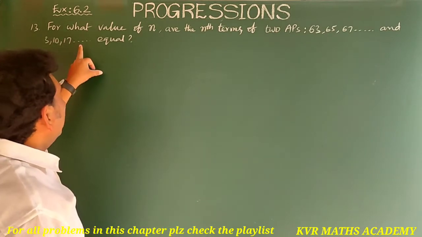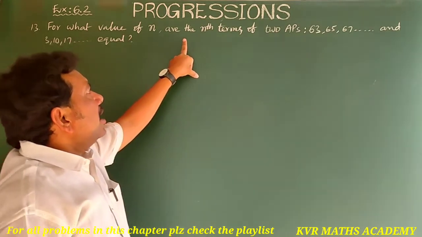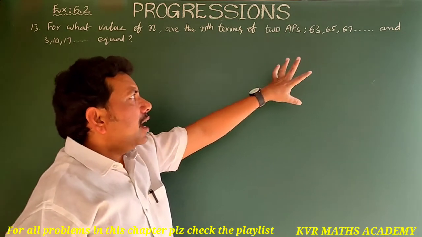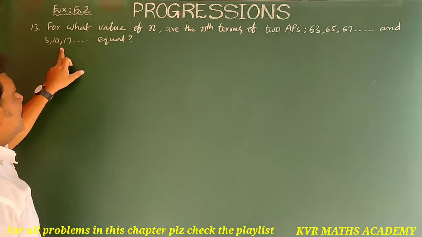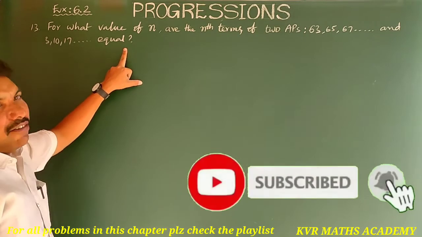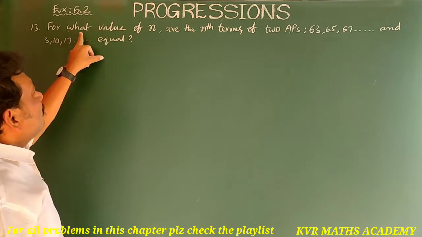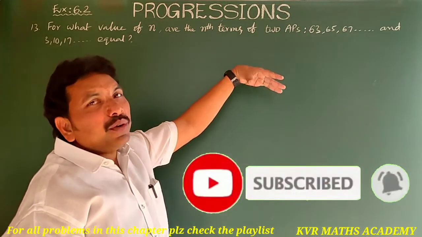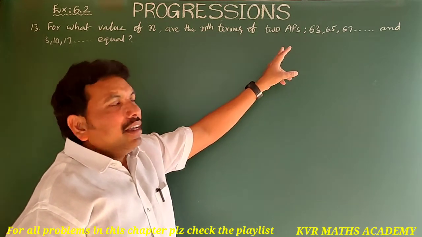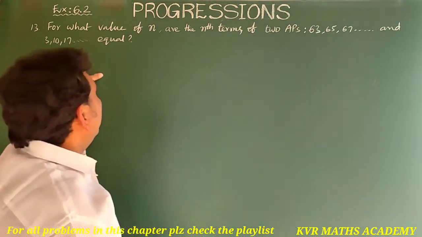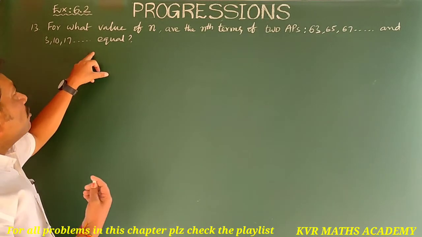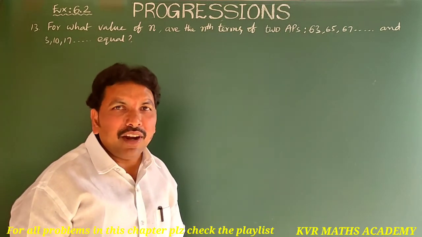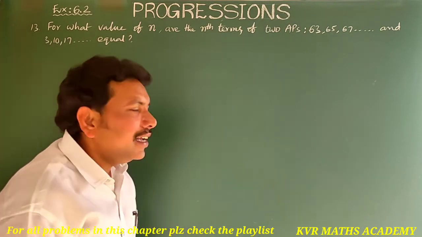Next, 13th question. For what value of n are the nth terms of 2 APs, 63, 65, 67 and so on, and 3, 10, 17 and so on, equal? Here one AP is given and another AP is given. So for what value of n these nth terms are equal, we should find that. Solution.